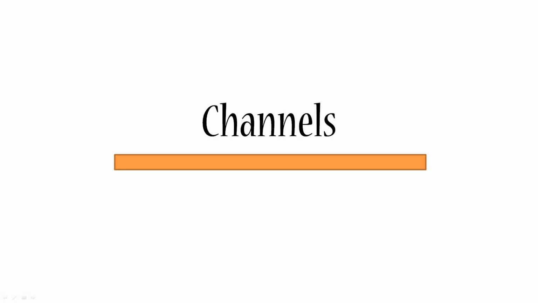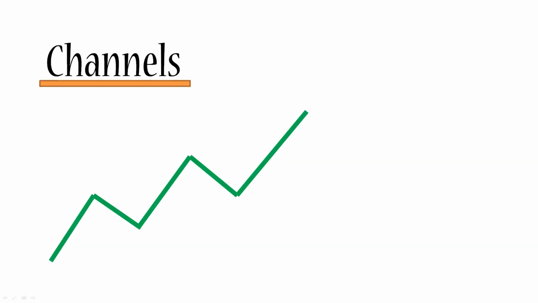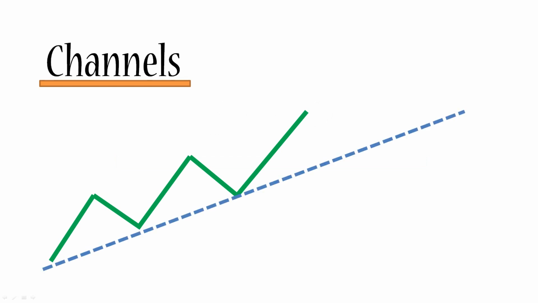Let's talk about channels for a minute. Here we've got an upward trend, and as we discussed previously, we can draw a support line which represents a diagonal which is kind of guiding the price, and the price keeps bouncing off it in its journey to the top. Now what we're going to do is take this diagonal, copy it, and put it above the price.